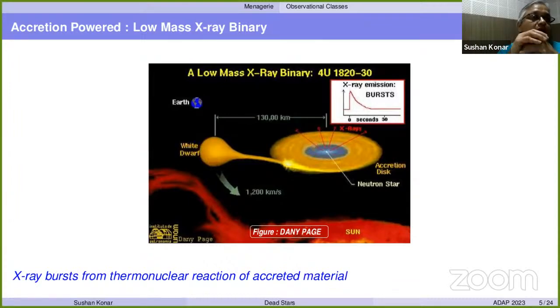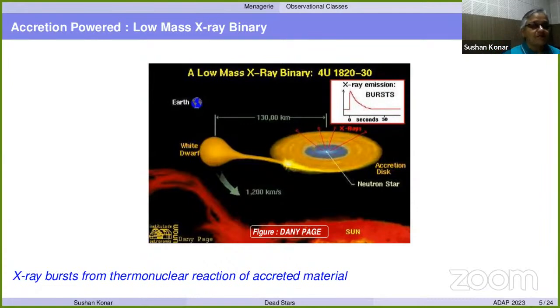Also, because of the very long time, the neutron star has enough time to acquire extra angular momentum, which spins it up. So therefore, a neutron star sitting in a low mass X-ray binary, what is happening to it is its magnetic field gets smaller. Also, its spin period gets shorter. And those are the characteristics of the millisecond pulsars.